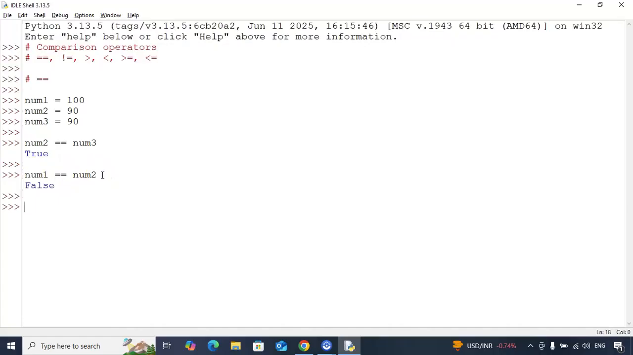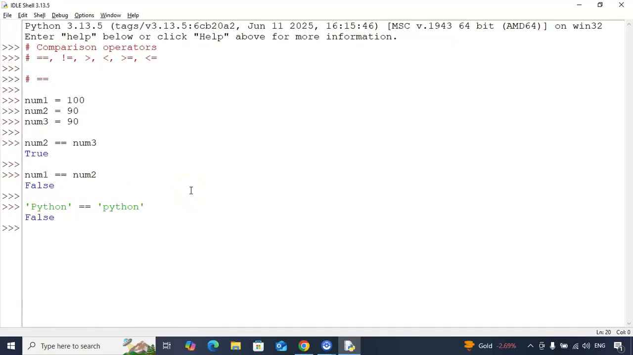This equality operator, or comparison operators in general, are not only used with numbers or integers. They can be used with any kind of data types. For example, "Python" with a capital P equal to "python" with a small p. When I do this, what I'm checking is whether the left side value is the same as the right side value. In this case, what do you think will be the answer? Here, the answer will be False.